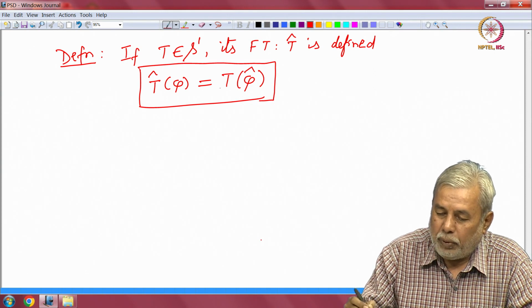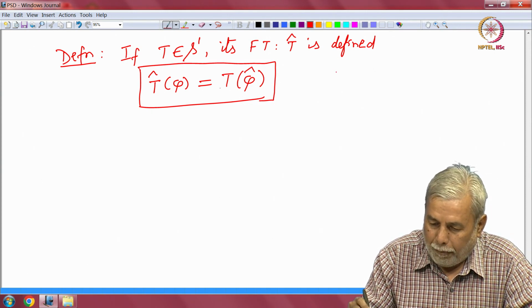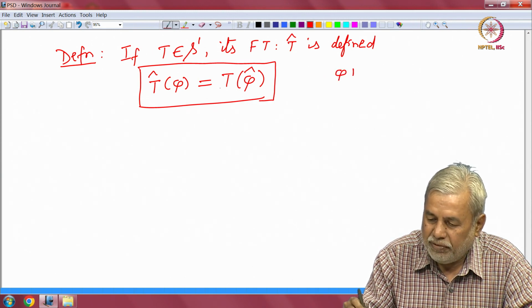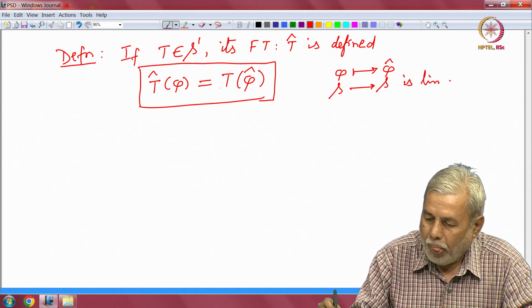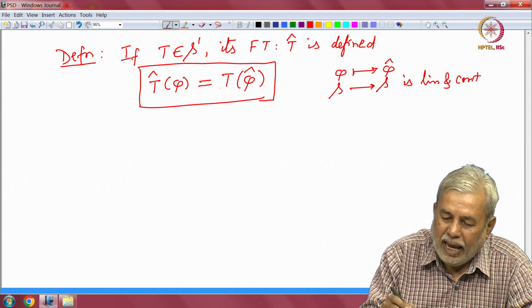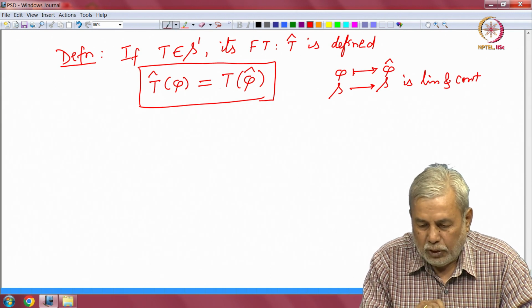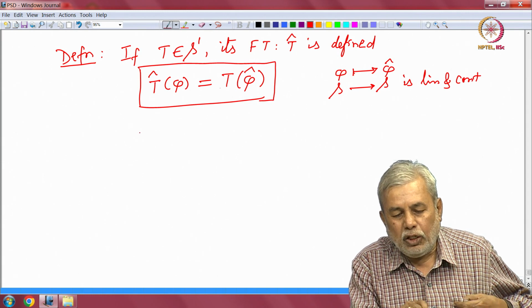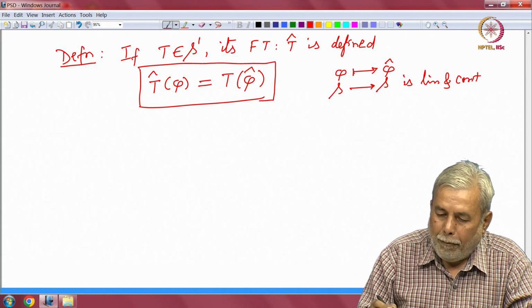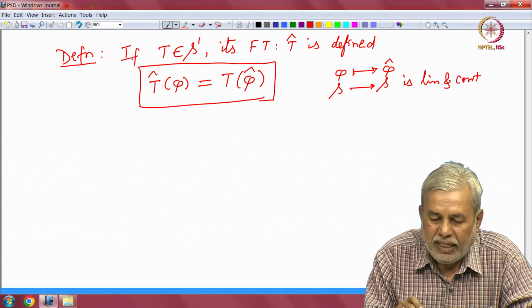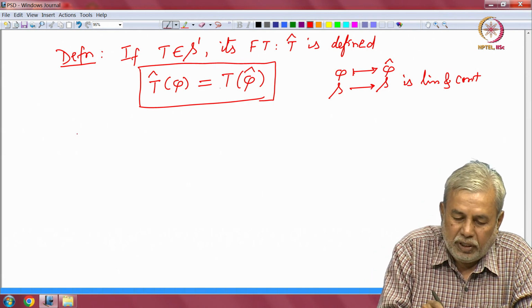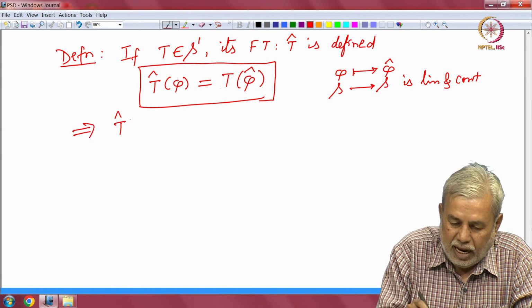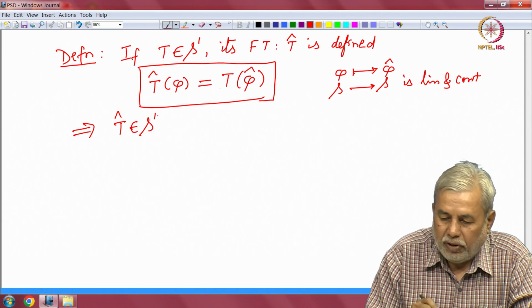We have already seen that the definition makes good sense because of this property: phi going to phi cap, from S to S, is linear and continuous. Again, phi cap belongs to S, so T acting on that phi cap makes sense. So this definition makes good sense, and all other properties are easily verified. T cap is linear and T cap is continuous. So in fact, that implies this T cap is also a tempered distribution.